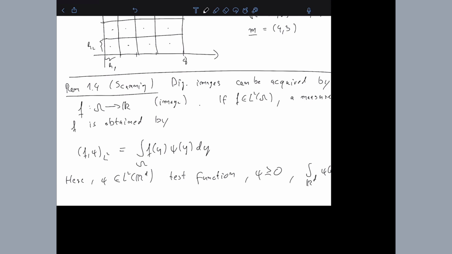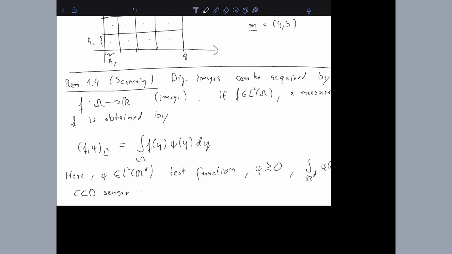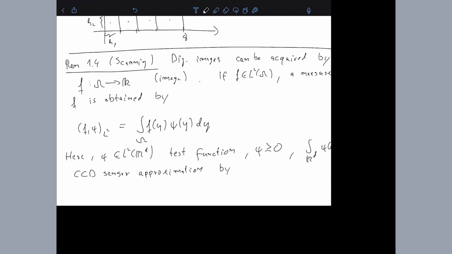And with this, you can model a CCD sensor. That's what's in your phones taking the pictures, right? It's accumulating the incoming light in little cells. And we can describe each of these cells with one of these functions, psi. If we do the following.